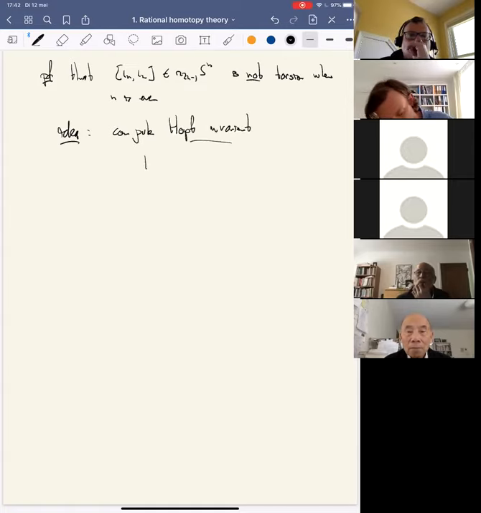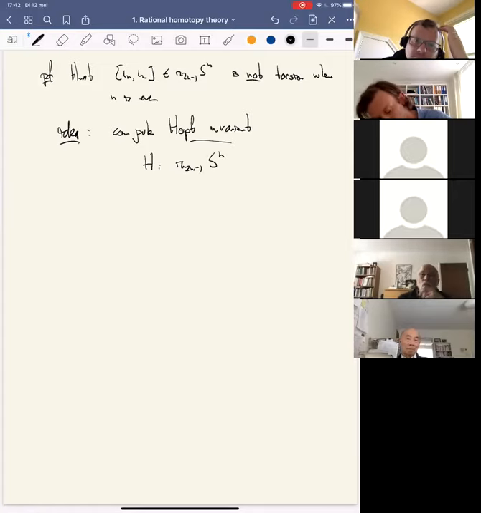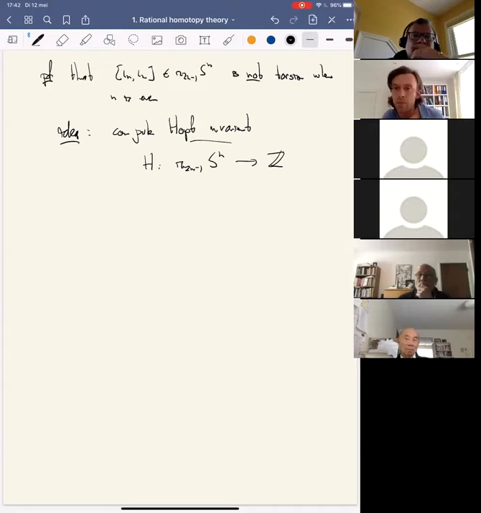So the Hopf invariant can be thought of as a homomorphism from π_{2n-1}(S^n) to Z. And how do you do it? Well, if you have an element in that homotopy group, you view it as the attaching map of a 2n-cell. So you build a corresponding two-cell complex with cells in dimensions n and 2n.